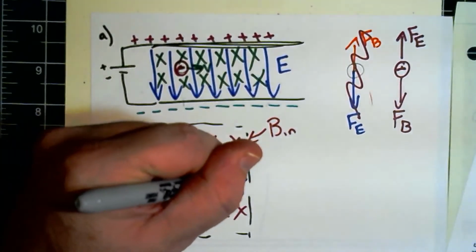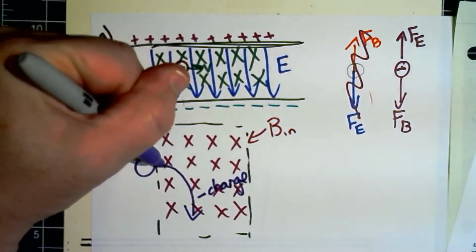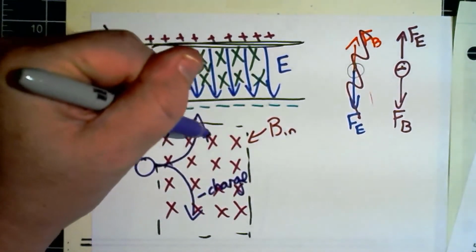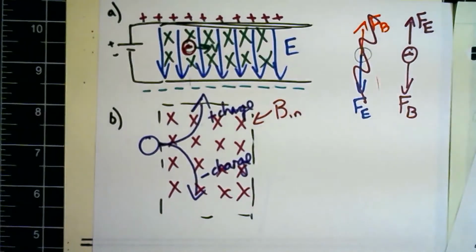Negative charges turn to the right with these inward facing magnetic fields. And if it turns to the left, that's going to be a positive charge. So that's just a good thing to remember when you're dealing with magnetic forces.